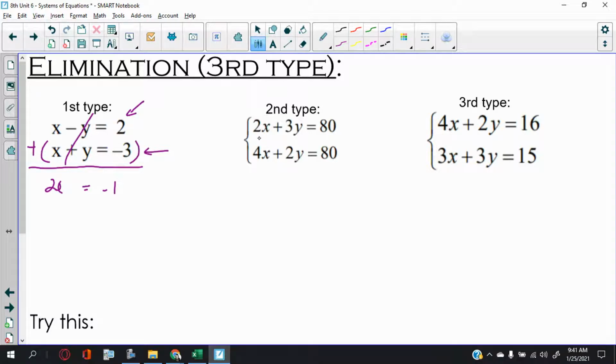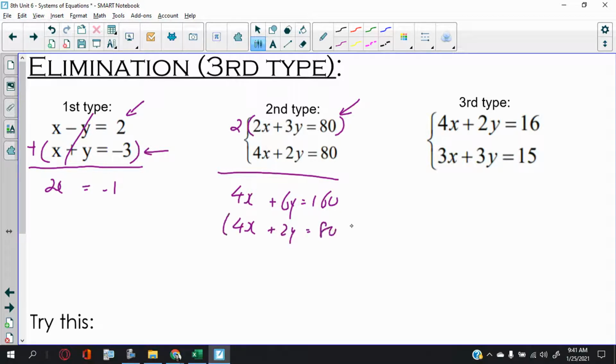The second type is where you have to change one of the equations. In this case, this equation, and turn the 2 into a 4. So here you would multiply everything by 2. If you were to rewrite it, you would get 4x plus 6y equals 160, and then 4x plus 2y equals 80. And here you would subtract. So you get 4y is equal to 80, so on and so forth. I'm using these as old questions, by the way, so don't try to redo them. I'm recycling them.